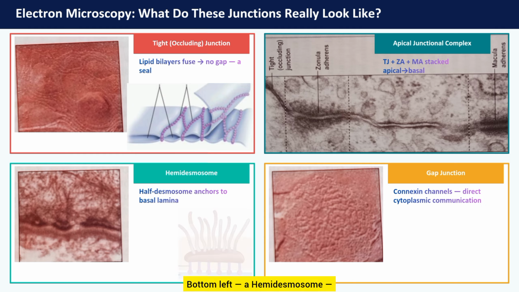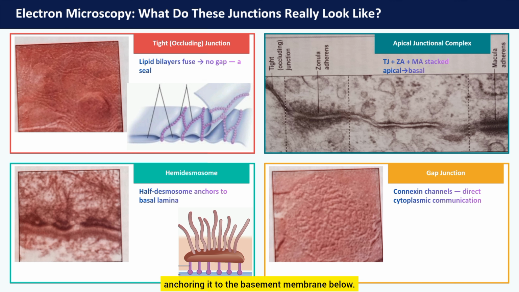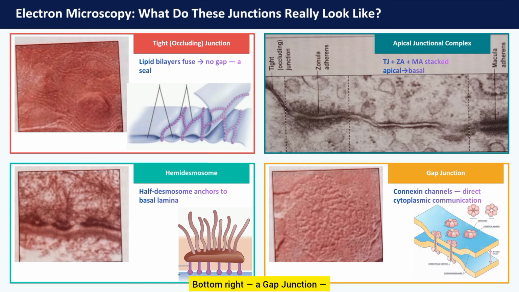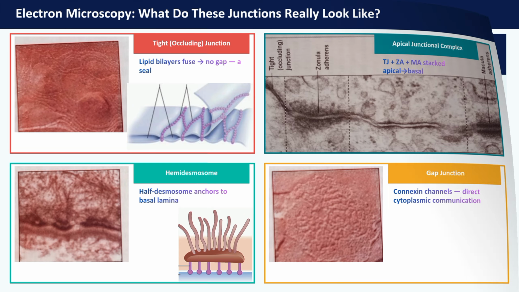Bottom left, a hemidesmosome. See how the intermediate filaments splay out from a dense plaque on the bottom surface of the cell, anchoring it to the basement membrane below. It looks like roots of a tree gripping the ground. Bottom right, a gap junction. This freeze fracture image shows the characteristic particle rosettes of connexin proteins, those tiny channels that allow ions and small molecules to pass directly between adjacent cells. Each of these images is a real-world confirmation of everything we've discussed so far.